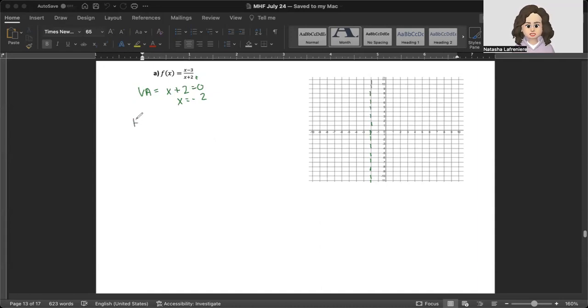We've got our horizontal asymptote. So you are going to use your coefficients at the front. So we've got 1/1, which is just y is equal to 1. So you're going to go ahead and draw that asymptote.